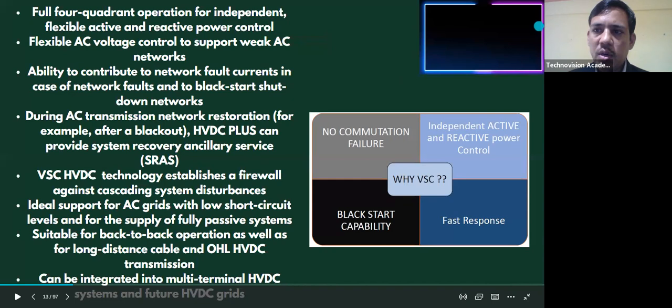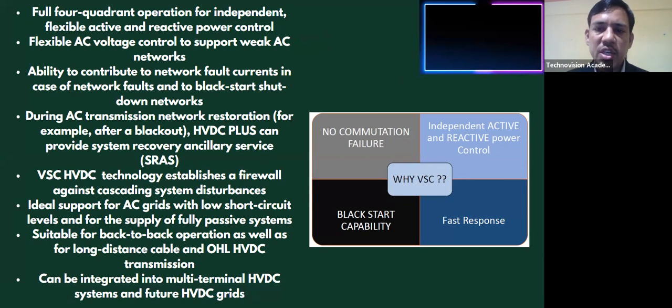So these are some of the benefits of the HVDCs, especially VSC HVDC. There is no commutation failure. Generally, in the conventional HVDC, there are many problems or faults, that is commutation failure. Failure of AC voltage results in tripping of the conventional HVDC. But these voltage source converters are themselves a voltage supporting technology. So there is no issue of commutation failure.